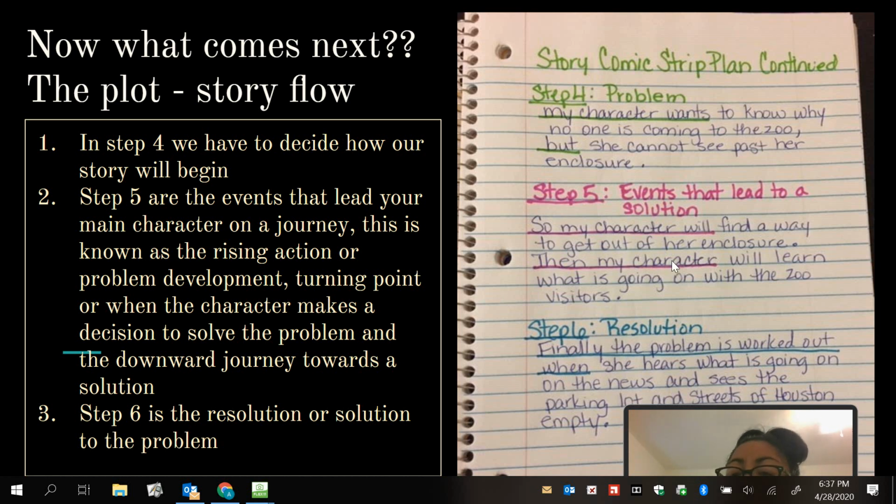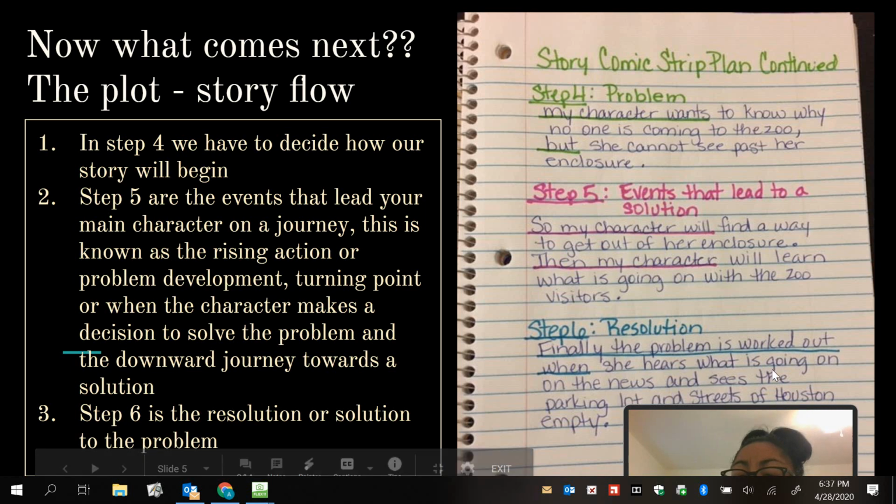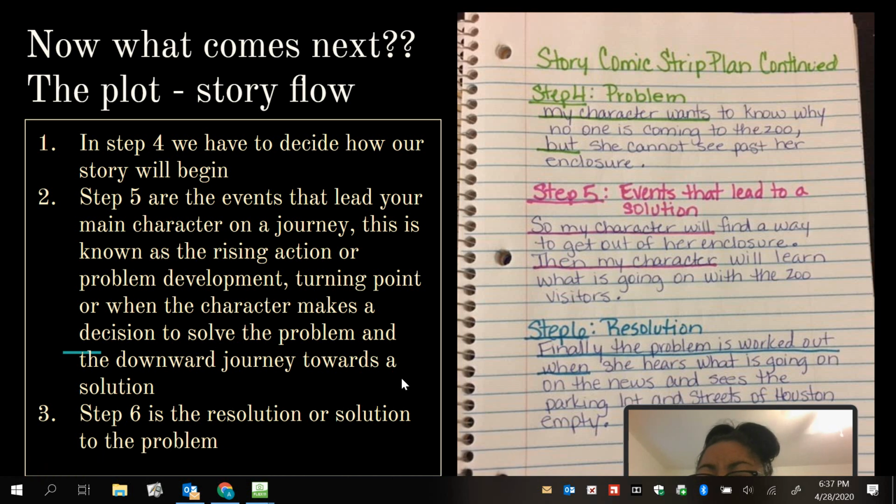So my character will find a way to get out of her enclosure. Then my character will learn what is going on with the zoo visitors. Step 6. Finally, the problem is worked out when she hears what is going on in the news and sees that the parking lot of the Houston Zoo is empty. And so these are going to go in specific squares in a specific order. Here's my notes.